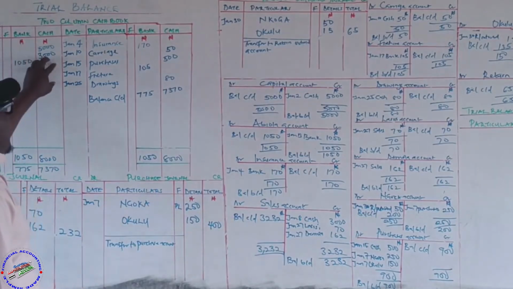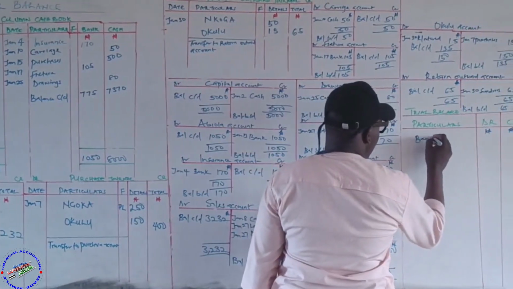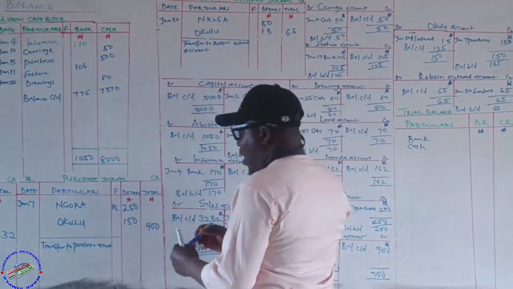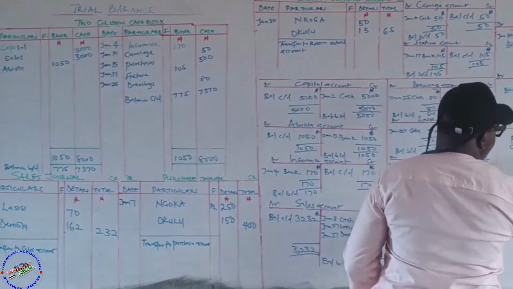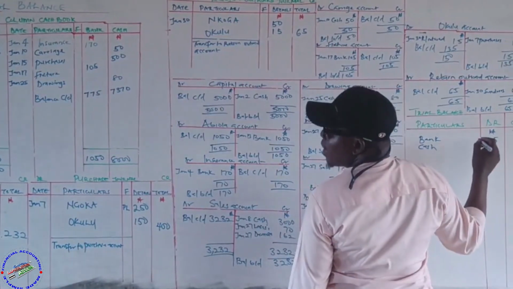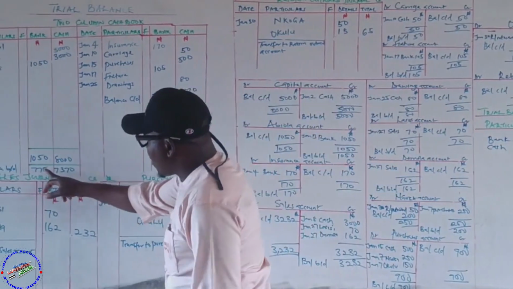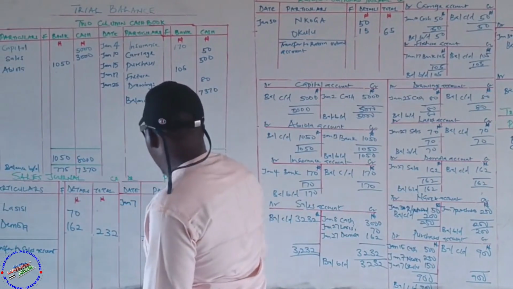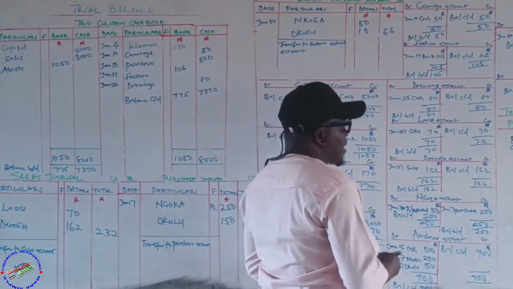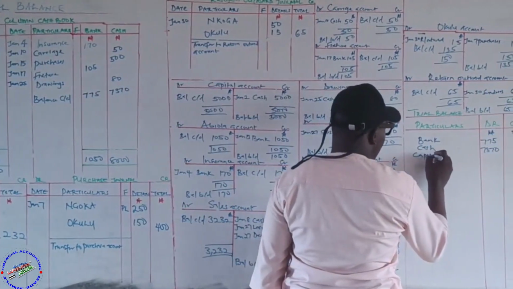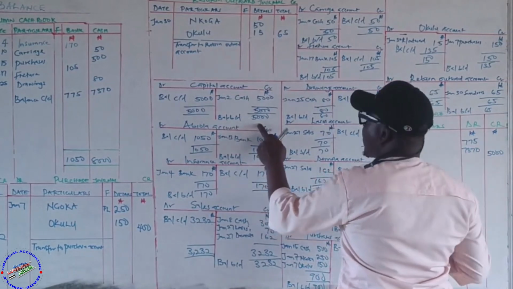So let's start with our cash and our bank balance. So we have bank, cash. Our cash and bank balance brought down is on the debit side. So we are going to post it from the debit side here. So I have 775 and I have 7370. So this is my bank balance and my cash balance. So having done that, I will move to the next one, which is capital. Capital has its balance brought down on the credit side. So I will post it on the credit side, 5,000.